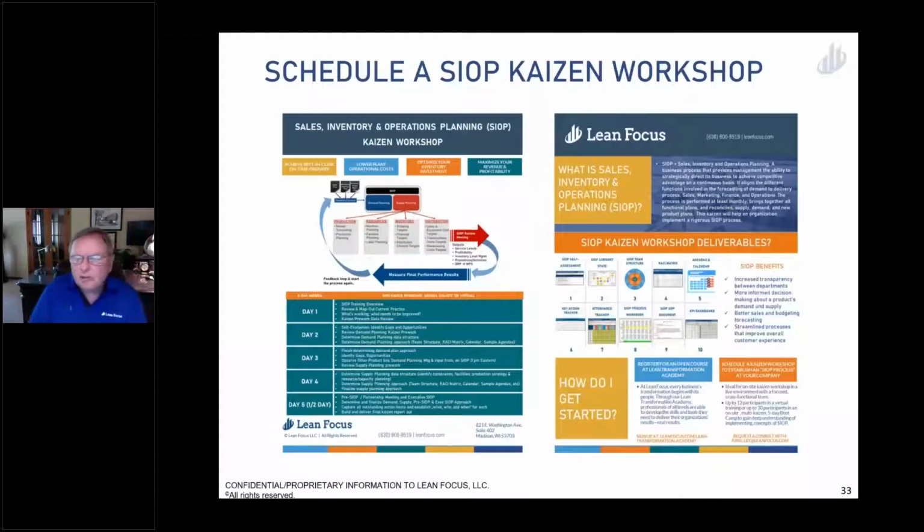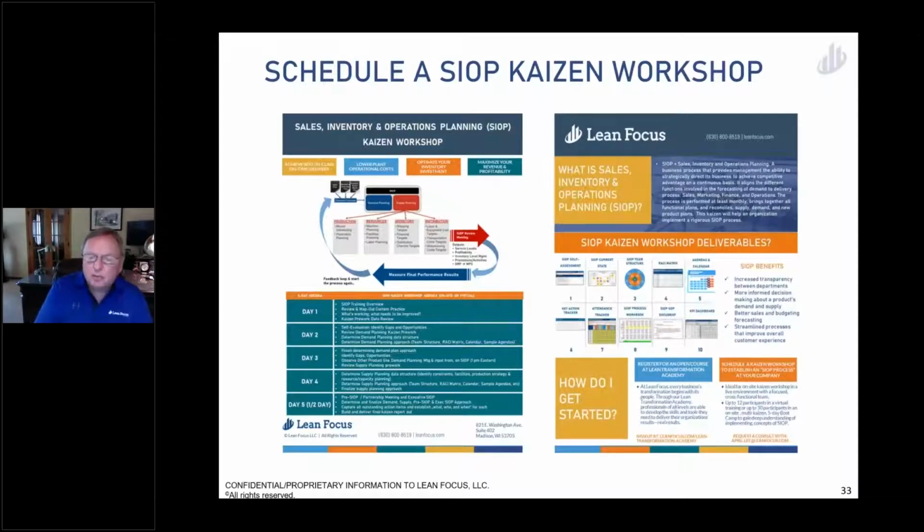So typically what we've done in the past is schedule a SIOP Kaizen workshop, typically a week long, depending on the size of the operation. As you can see on this one pager, you're looking at what you're trying to accomplish: maximizing revenue and profit, optimizing inventory, lowering operational costs, and achieving best-in-class delivery. And you're looking at all the different facets of it.